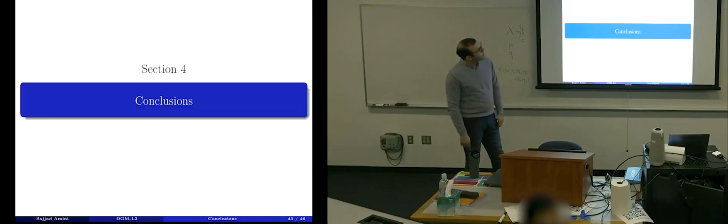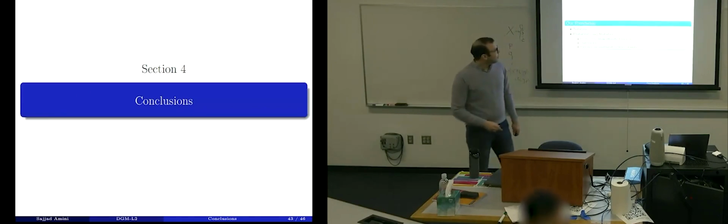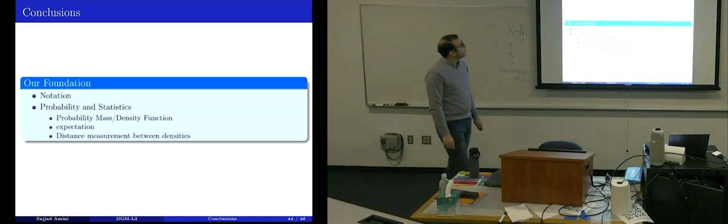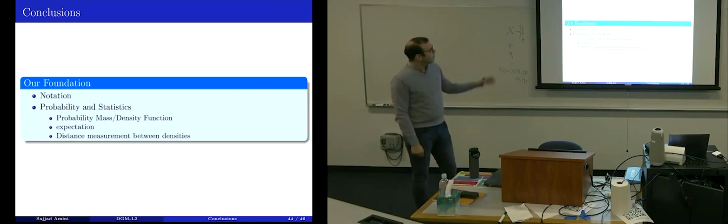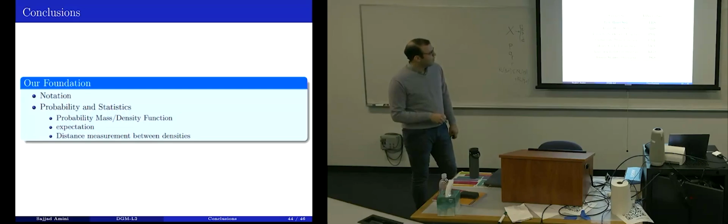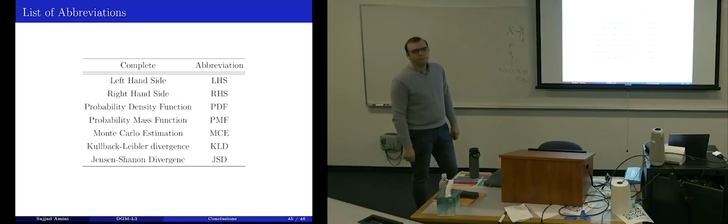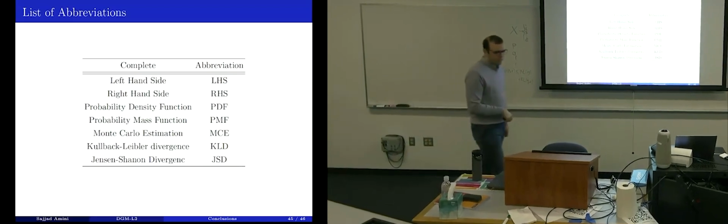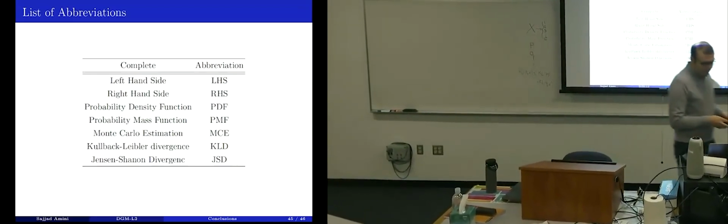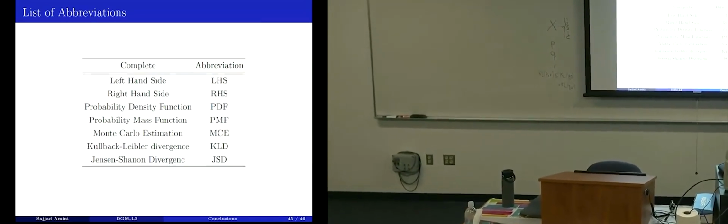Okay. So altogether, what do we see in this presentation? We talk about the notation, then we talk about the probability and statistics, we talk about the probability density and mass functions, we talk about expectation and about the distance metric, and this is the list of the abbreviations used during this presentation. So, any question about the foundation part?